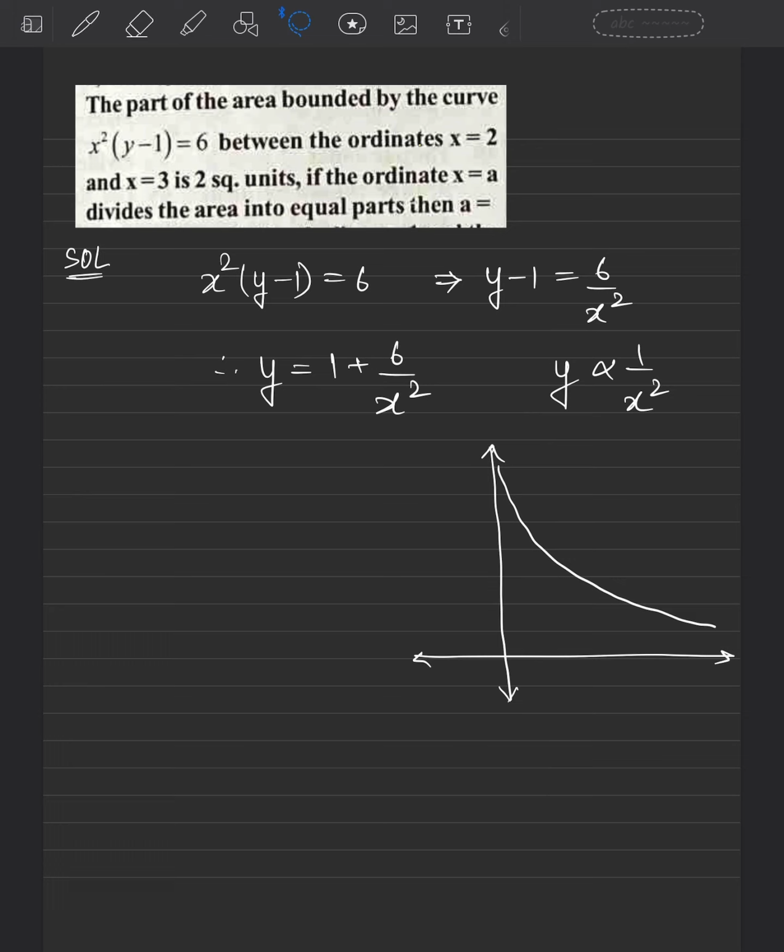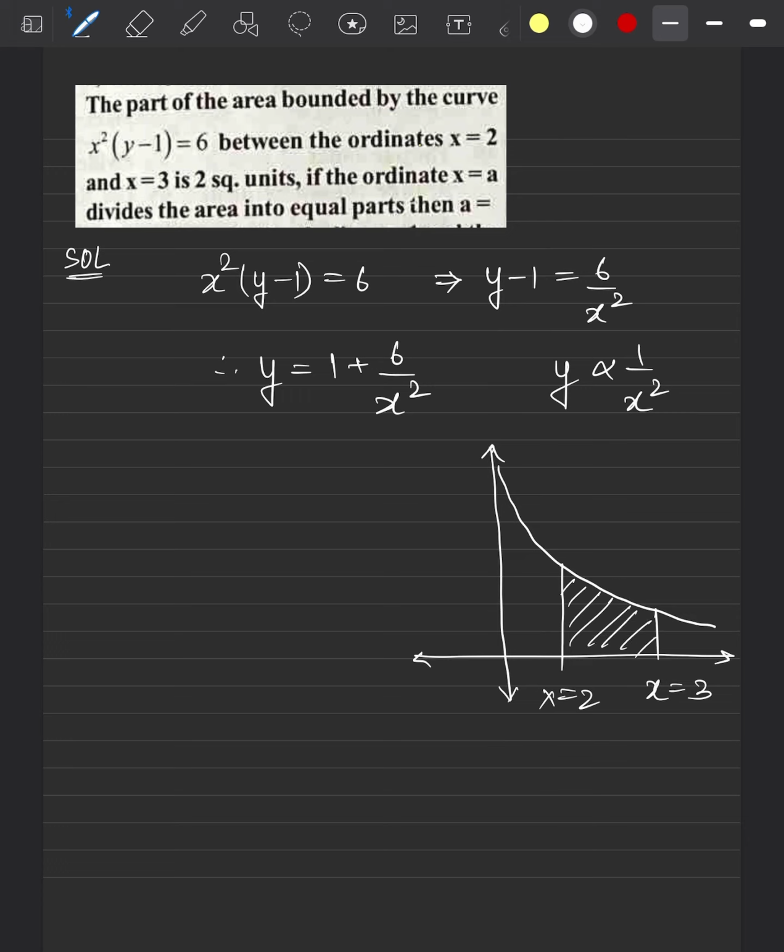तो हमको क्या बोला है कि between x equals to 2 to x equals to 3, ये एरिया जो है ना, this area is equals to 2. So ये area 2 के equal है.